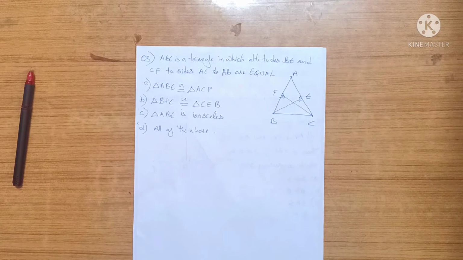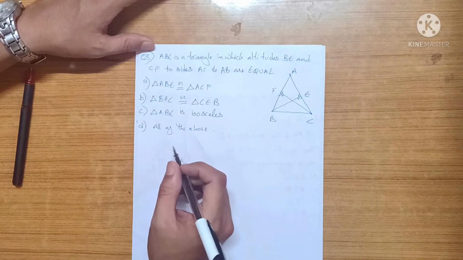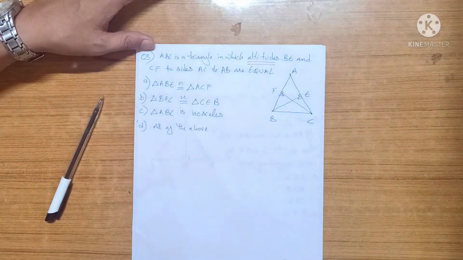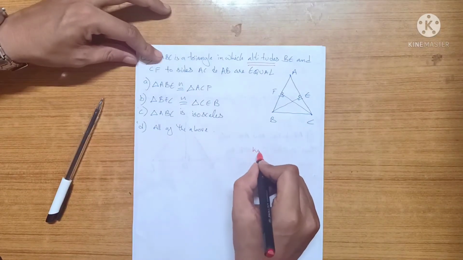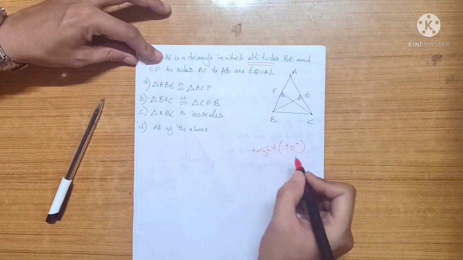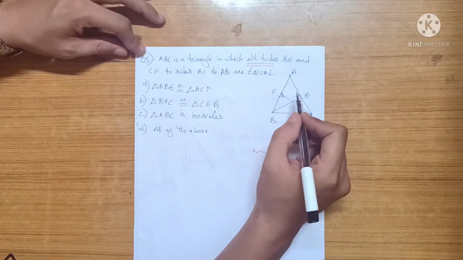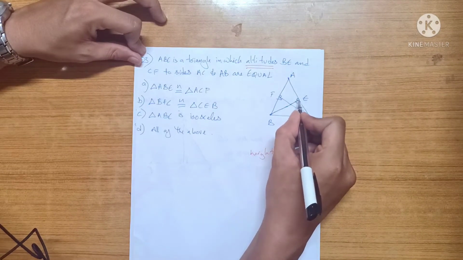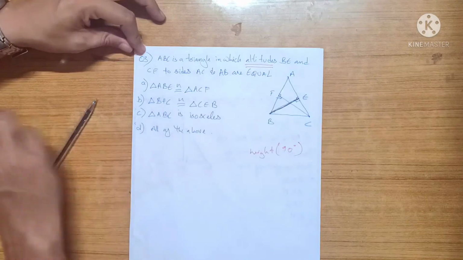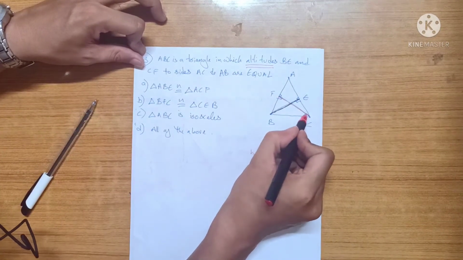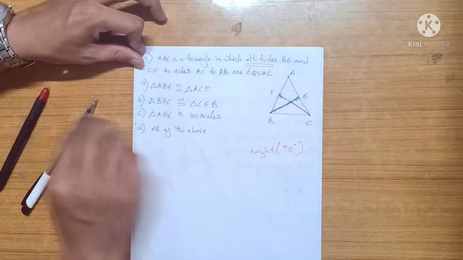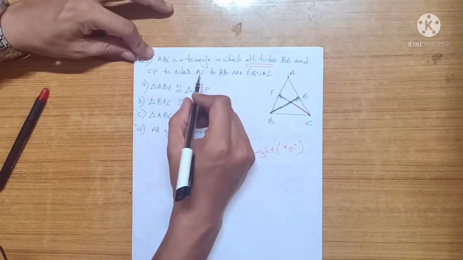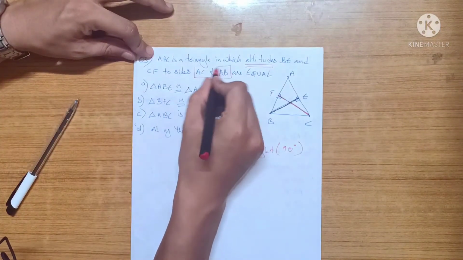A little more complicated question compared to the rest. So triangle ABC is a triangle in which altitudes. What do you understand by the term altitudes? Altitudes literally means heights, and height will always be 90 degrees. Always remember that. So the altitudes BE and CF, BE is an altitude and CF is also an altitude, so both are 90 degrees. Even if they don't give it in the diagram in the exam, you should know that it's 90 degrees.